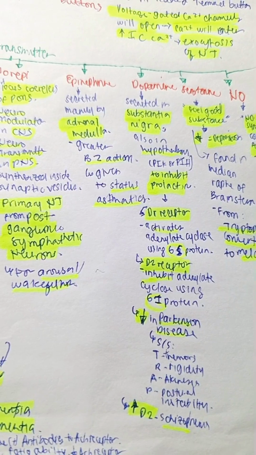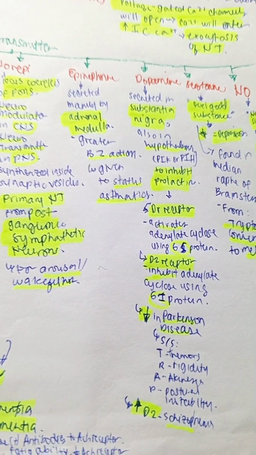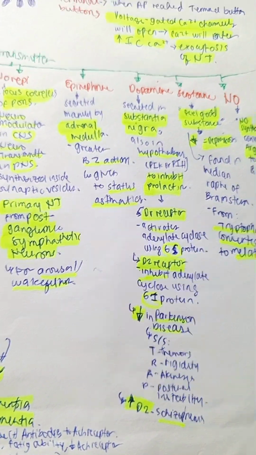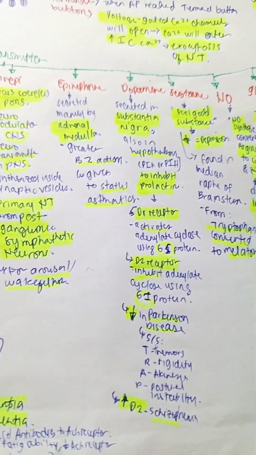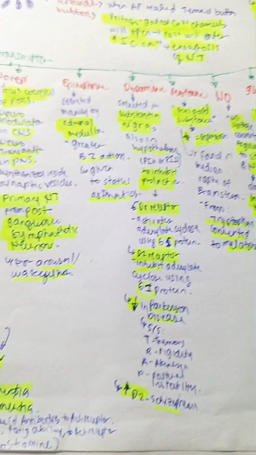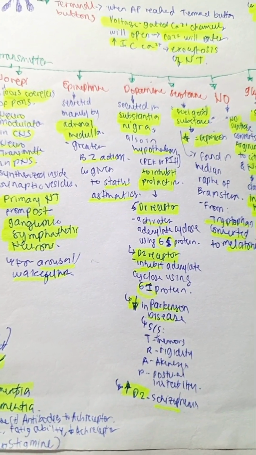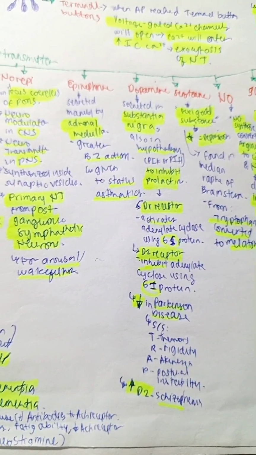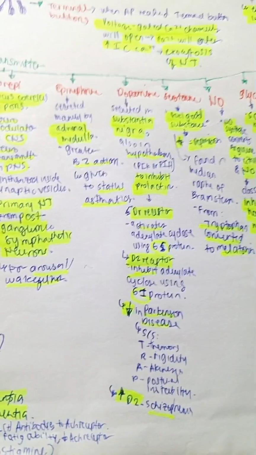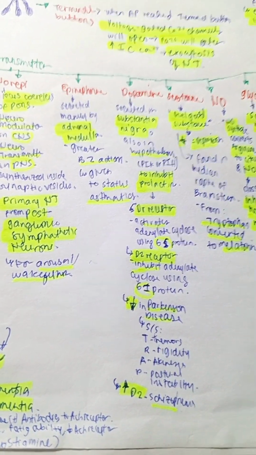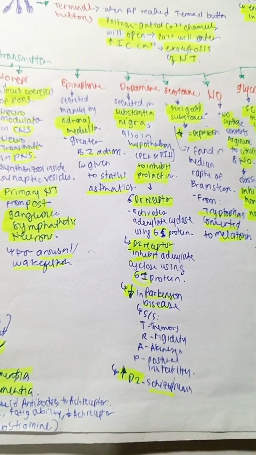However, if it is to inhibit the adenylate cyclase, we'll be using the D2 receptor by Gi protein. So we have Gs protein to activate and Gi protein to inhibit. So i is to inhibit, s is to stimulate or activate. So D1 activates the adenylate cyclase, and D2 inhibits the adenylate cyclase using Gi protein.